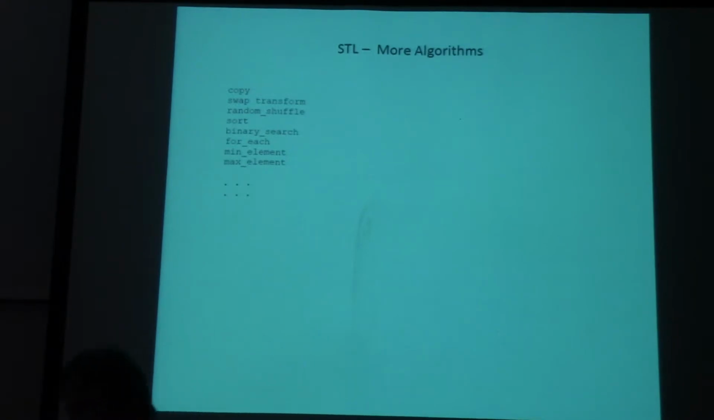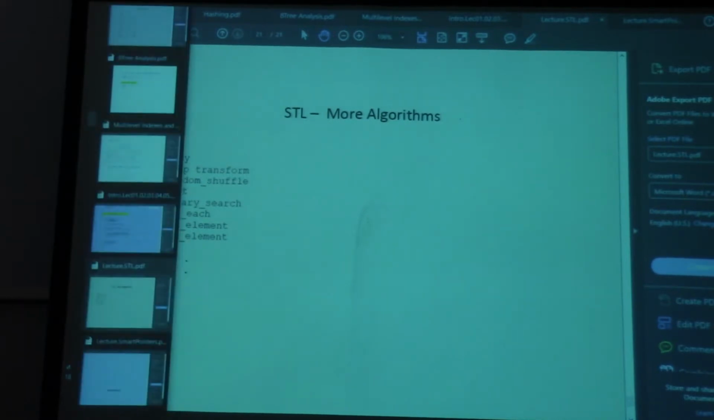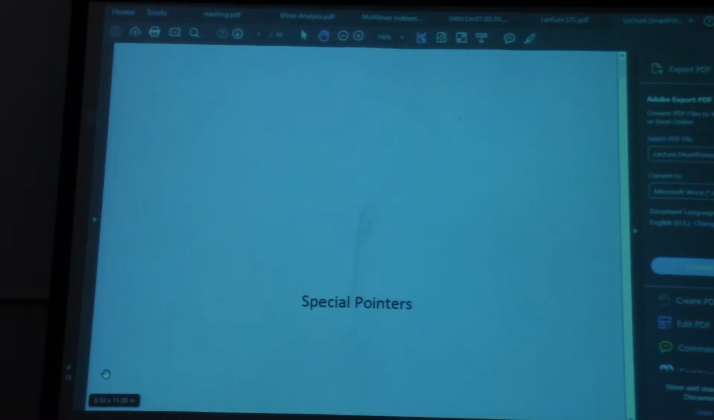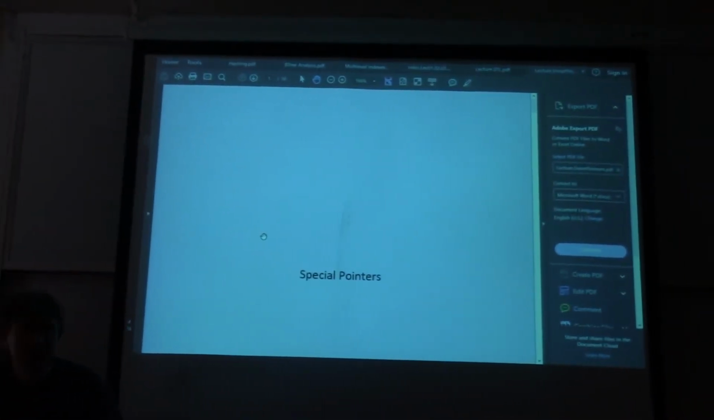Okay, so that's good. All right, so now let's go to kind of a cool, slightly esoteric part of C++, which I call special pointers. And we're going to be talking specifically about three types of pointers.